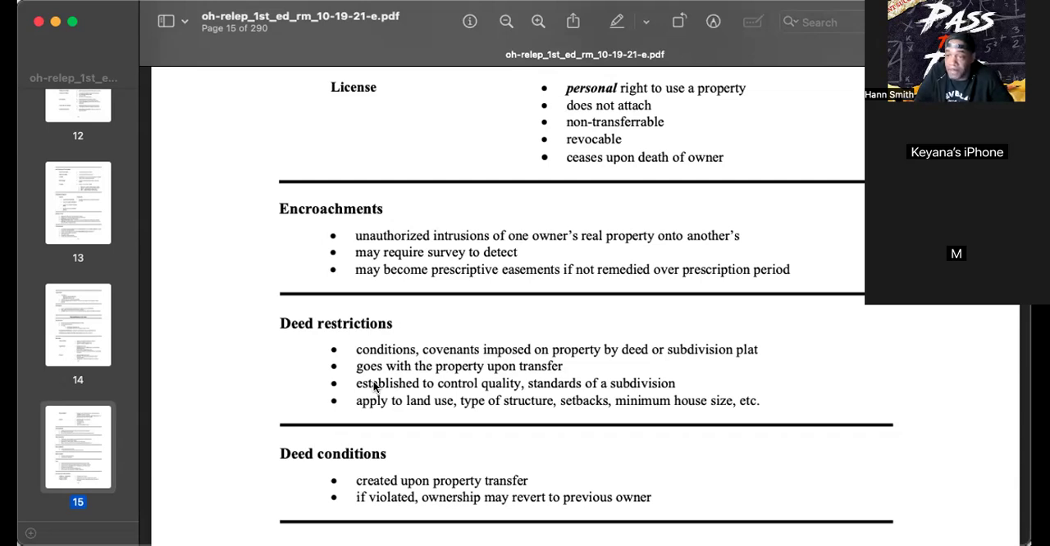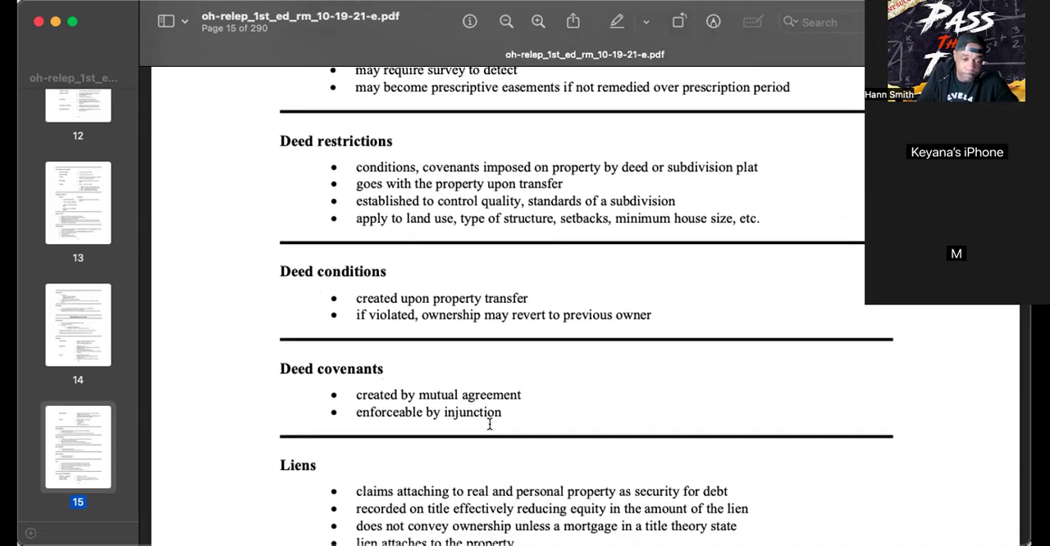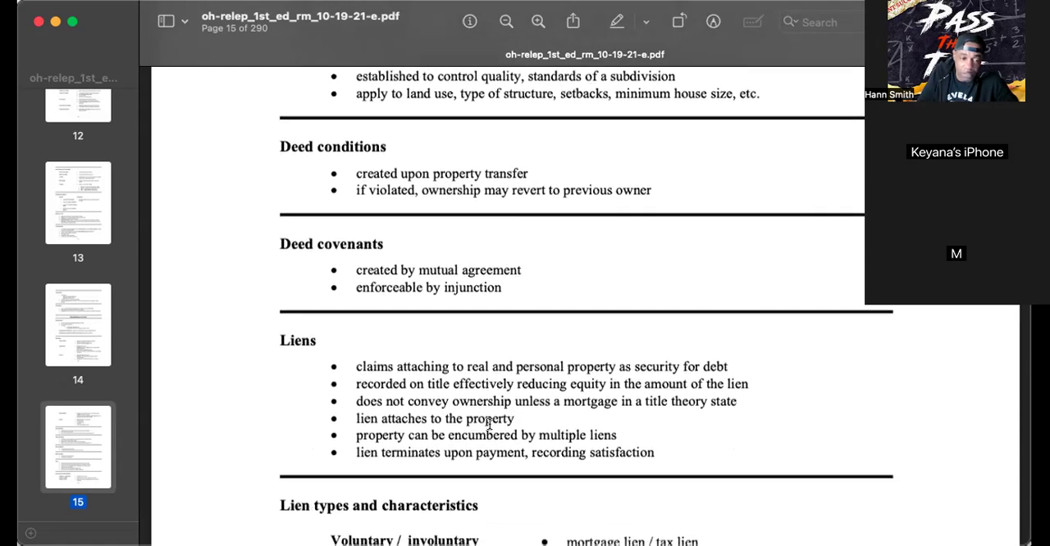Sometimes the municipality can put restrictions on them, like setbacks and land use. Setbacks is how far the house has to be set back from the street, how you can use the land, and stuff like that. But that's not something you're going to be tested on. Deed conditions, you won't be tested on that. Deed covenants, you won't see anything like that.